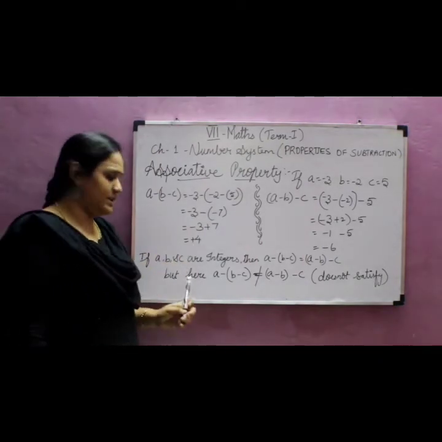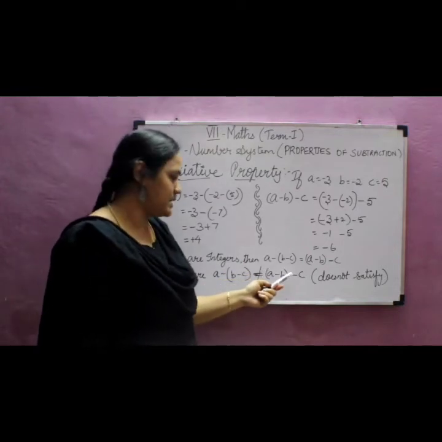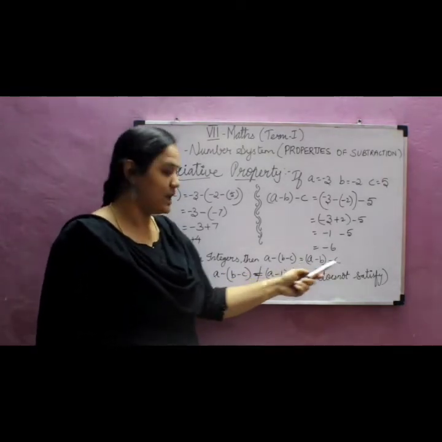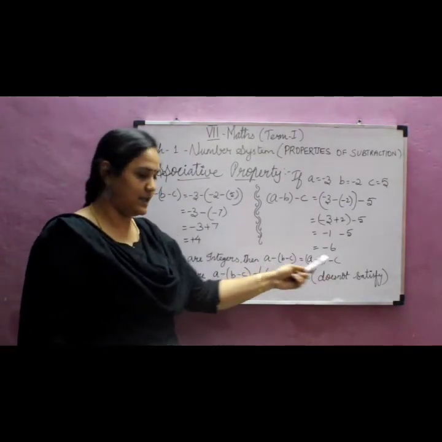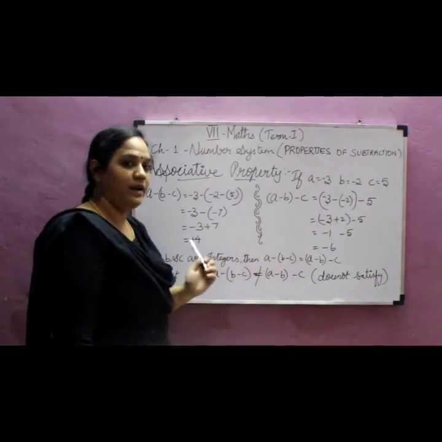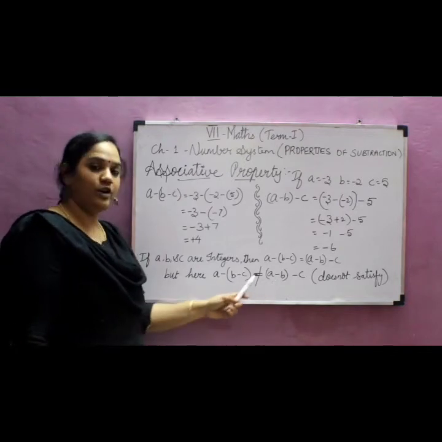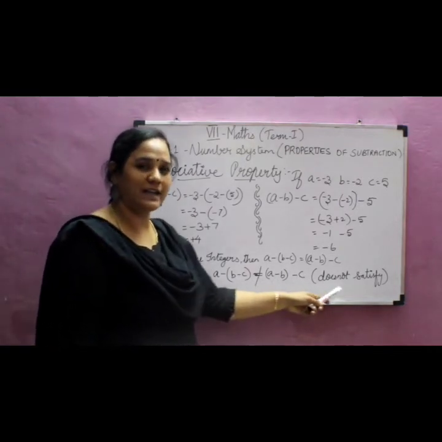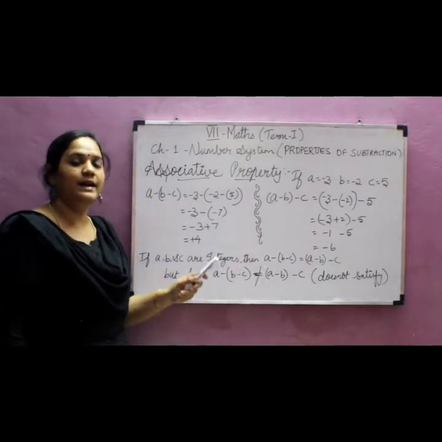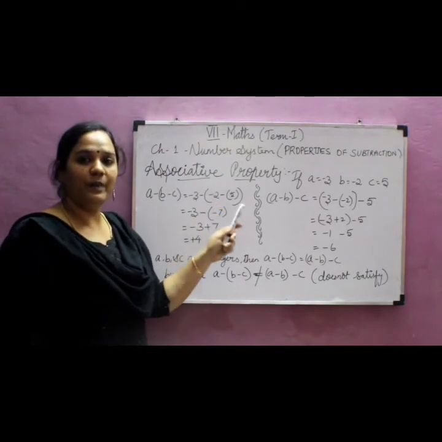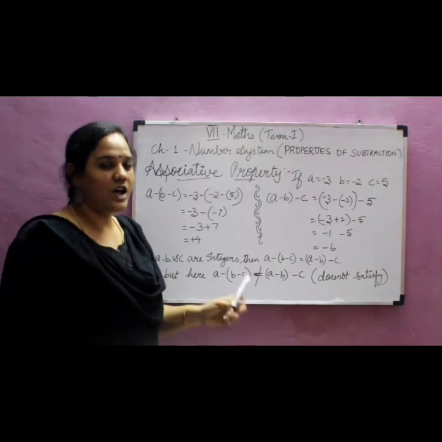The associative property definition is, if A, B and C are integers, then A minus (B minus C) is equal to (A minus B) minus C. But we found out the values for A minus (B minus C) and (A minus B) minus C, and these two values were different and not equal. So I mentioned here, these two are not equal. So it does not satisfy for subtraction of integers. Okay, the associative property does not hold for subtraction. But we have seen that for addition, it satisfies the associative property.